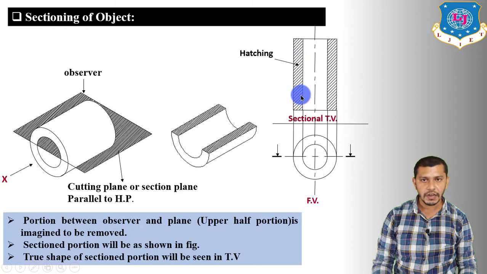In the part of the object which is in contact with the cutting plane, we have to show the hatching lines, and hatching lines should remain inclined at an angle of 45 degrees to the XY reference line, and distance between each section line should remain 2 mm to 3 mm, and the front view will remain as it is. So observing from the X direction, the front view will be 2 concentric circles.